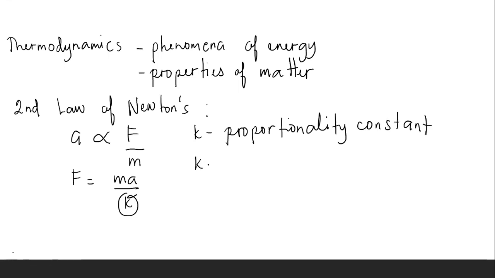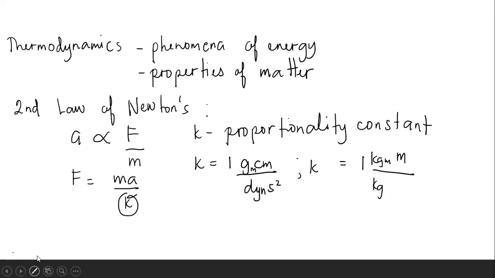Where k is equal to 1 gram mass centimeter per dyne second squared, or k is also equal to 1 kilogram mass meter per Newton second squared, and k is equal to 1 slug feet per pound force second squared. Then the system of units where k is not unity.